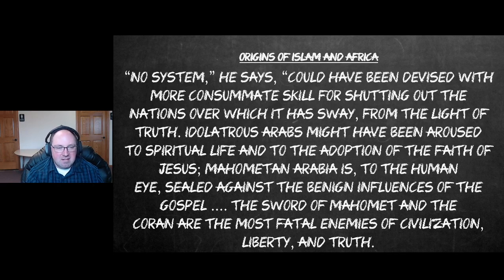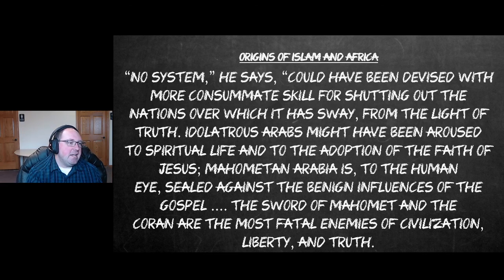We don't have to take Sir William Muir's assessment of Islam in Africa to see its effect in history. This is just a slice of the pie, as it were, of the violent and countercultural war Islam has brought to the African nations and then to the rest of the world. He's so true when he says the sword of Muhammad and the Quran are the most fatal enemies of civilization, liberty, and truth.